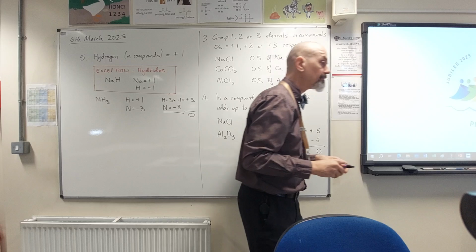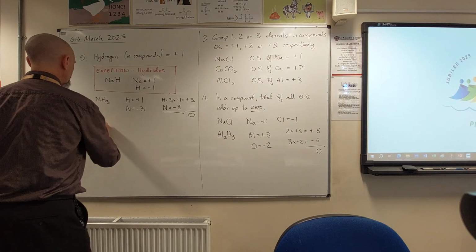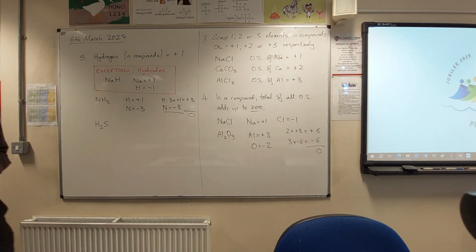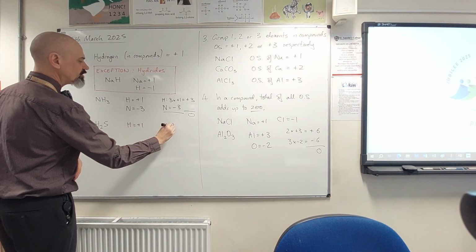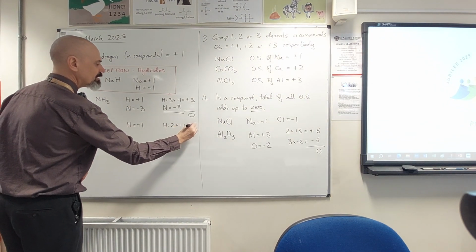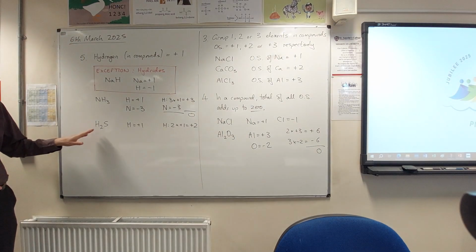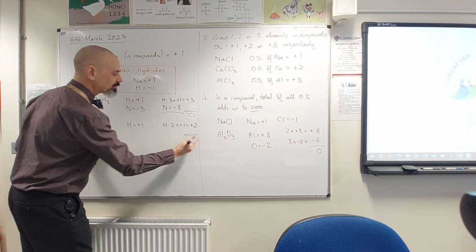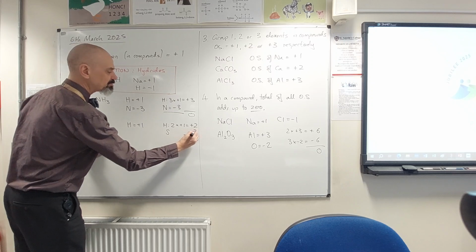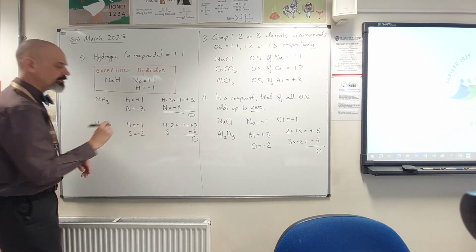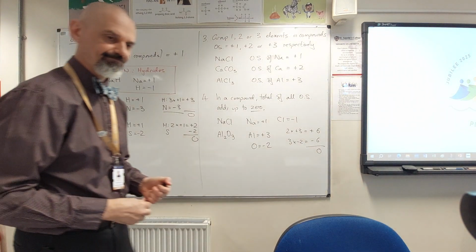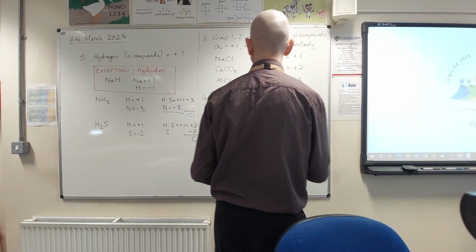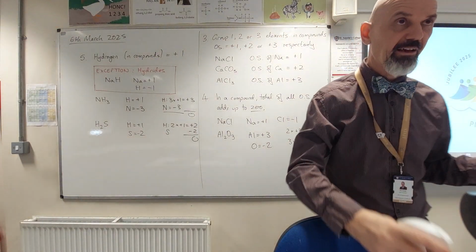Have I got another example? H2S. So again, hydrogen's +1. There's 2 of them, so a total contribution of +2. Everything's got to add up to 0, so sulfur must be -2. Did you get that right? Good. Okay.